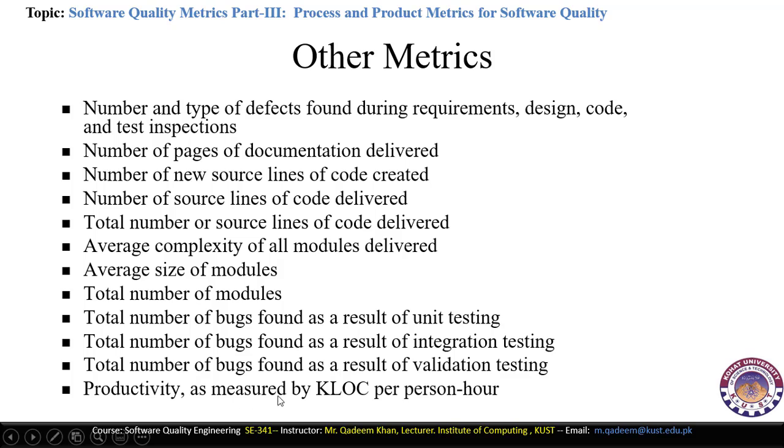Productivity is measured by kilo lines of code per person-hour. As we already discussed, kilo lines of code means code that will be executed, it can also be executed code in the software system. That will be the productivity of the programmer. So how many thousand lines of code have been created by a programmer per hour unit of time.